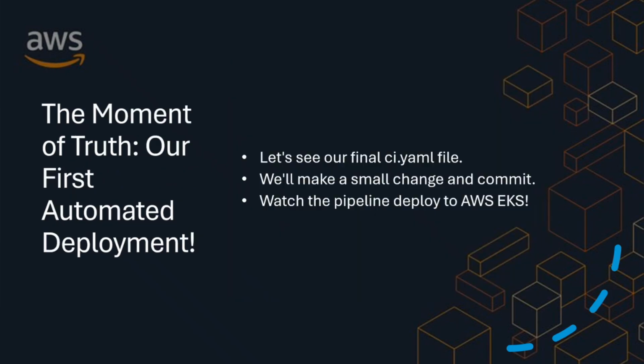All right, enough theory. The best way to learn this is to do it. I will switch to my GitHub repository and we will update our CI YAML file with the new steps. We will commit and push the changes and then we will see our pipeline run for the very first time.